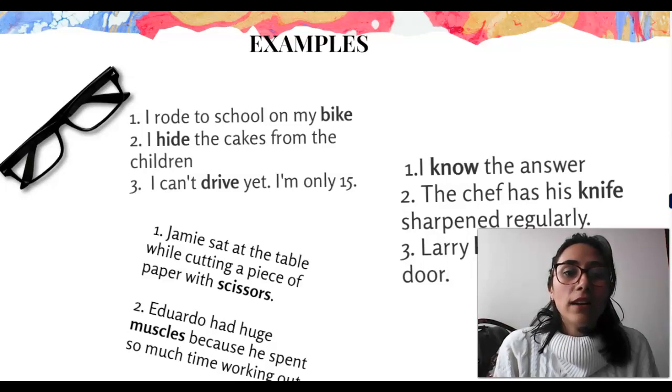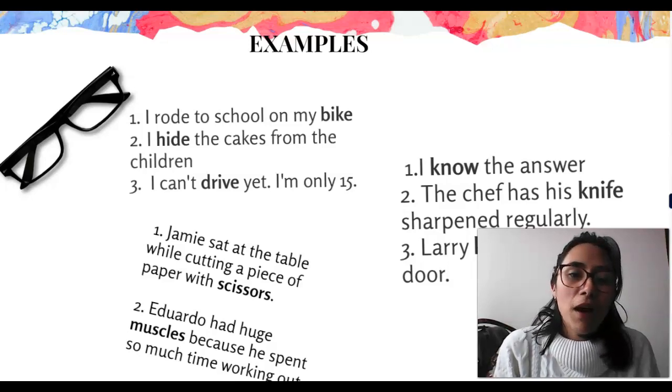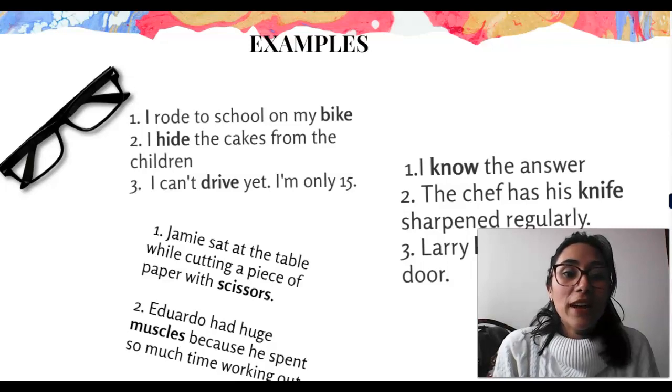Look at the other. I hide the cakes from the children. We have the same vowel. You say hide, you don't pronounce the E. I can't drive yet, I'm only 15. Look at these three examples. In these three examples the silent letter is the letter E, so you cannot pronounce it. This is one of the rules.